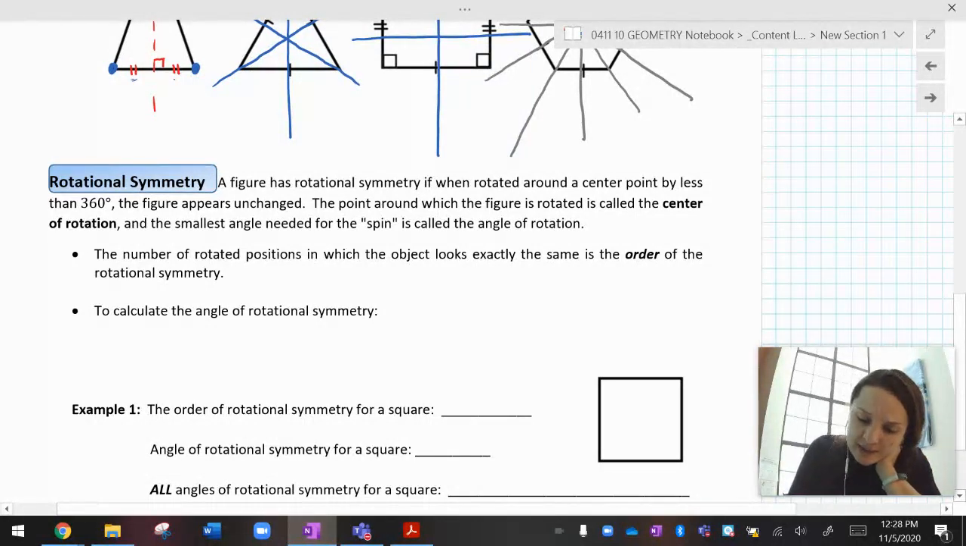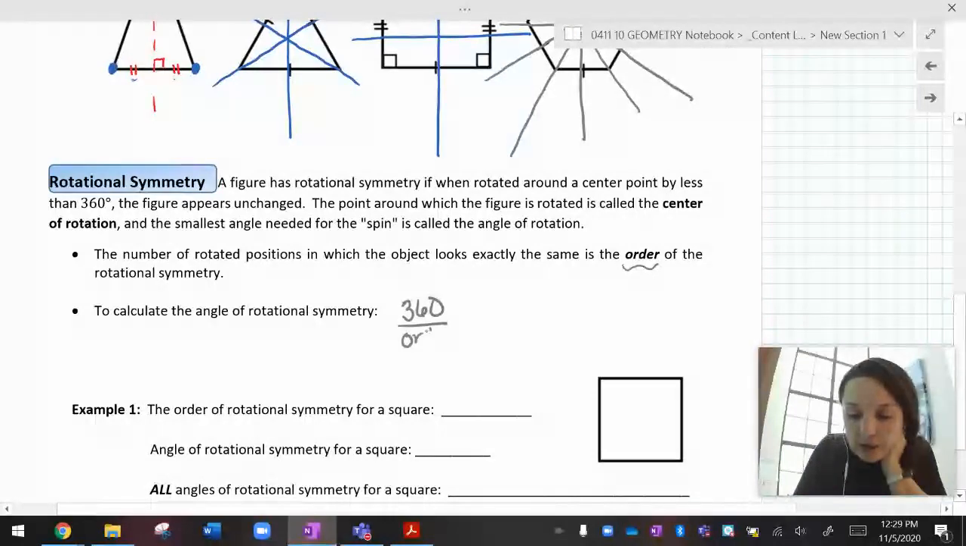So let's see. It says the point around which the figure is rotated is called the center of rotation, and the smallest angle needed for the spin is called the angle of rotation. Okay, fine. Find the number of rotated positions in which the object looks exactly the same. That's called the order of rotational symmetry. So in other words, the number of turns you can make is the order. And then to calculate the angle of rotational symmetry, 360 degrees would be a full turn. And if you divide by the order, you get the smallest angle of rotational symmetry.